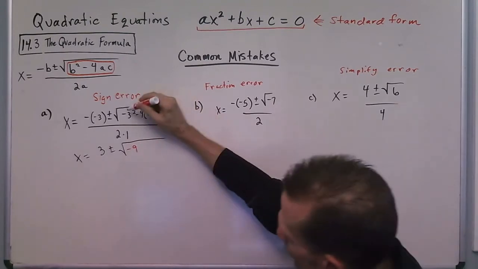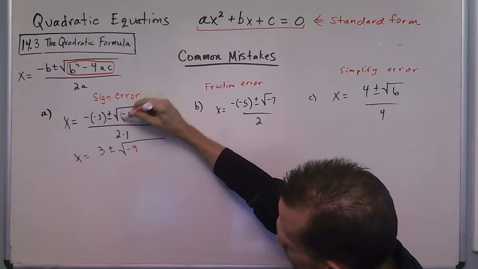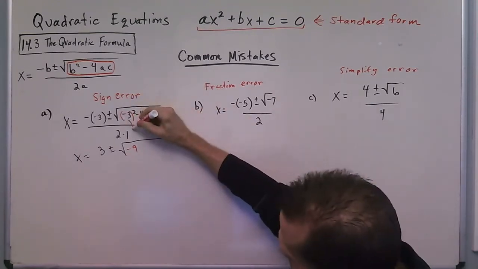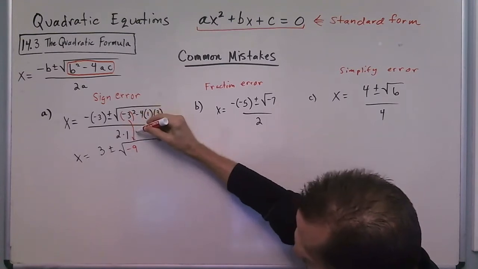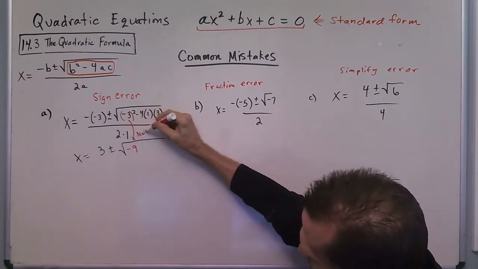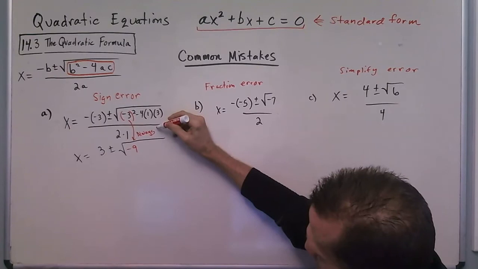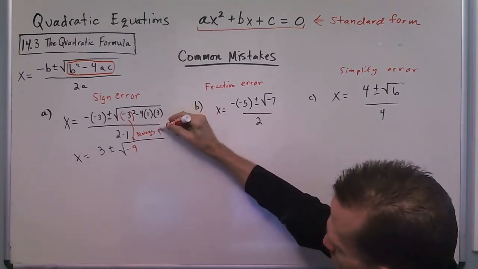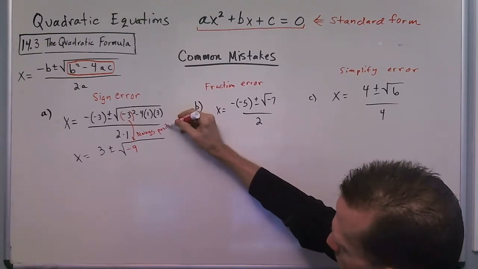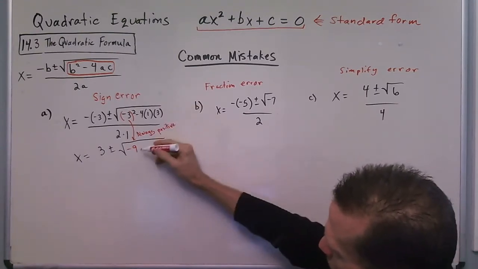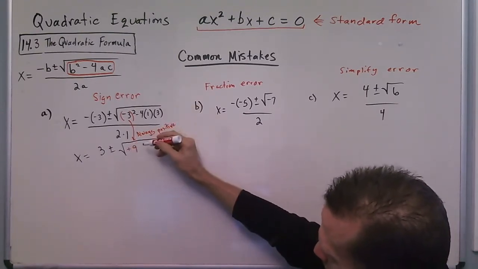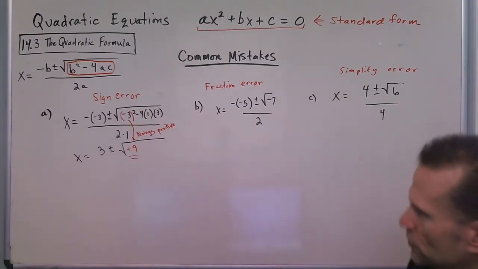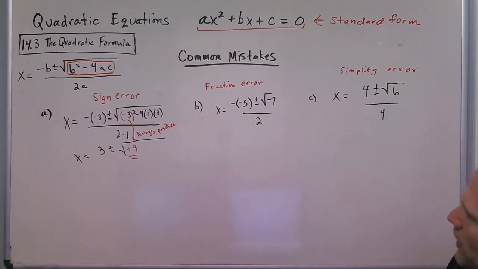Because this right here, you have to remember, is b squared, and that's always going to produce a positive number up there, unless for some reason your b value was 0, then it would be 0. So be careful right there, okay? So that's going to be positive, all right? So careful.